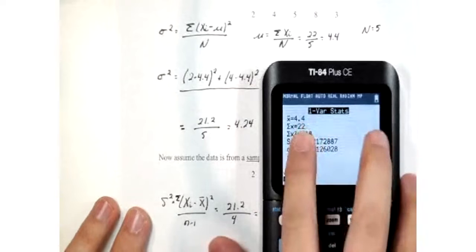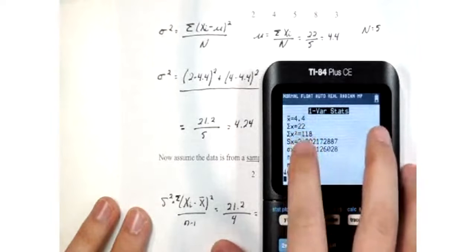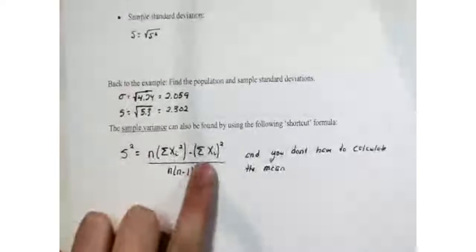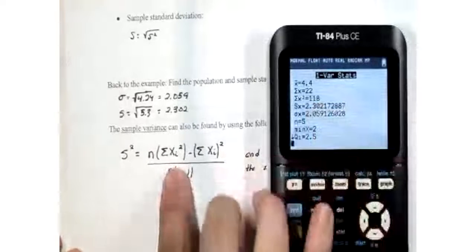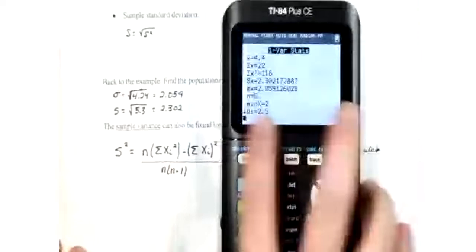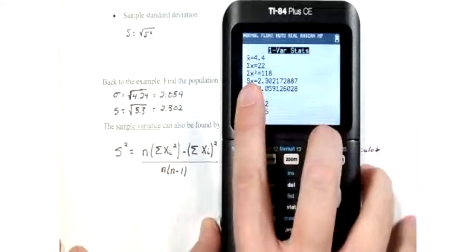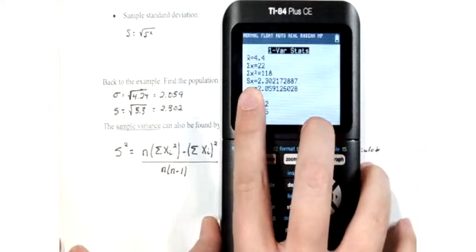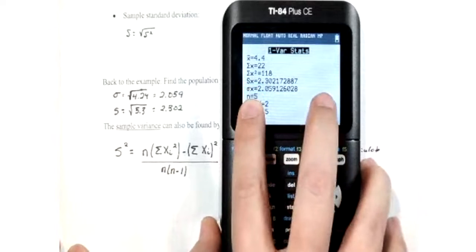It will tell you the mean, 4.4. It'll tell you the sum of the x values, so the sum of all those xi's. It'll tell you the sum of the x's squared, so this piece right here, the sum of the xi's squared. And also Sx right here, that is the sample standard deviation. So what do you think sigma x is?